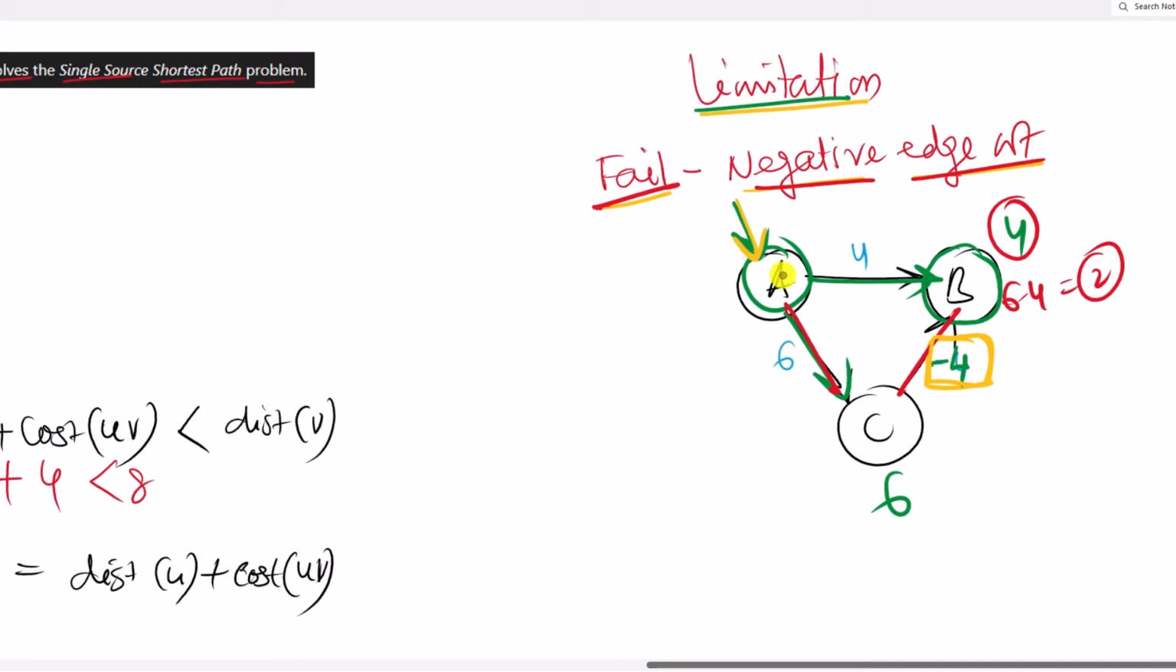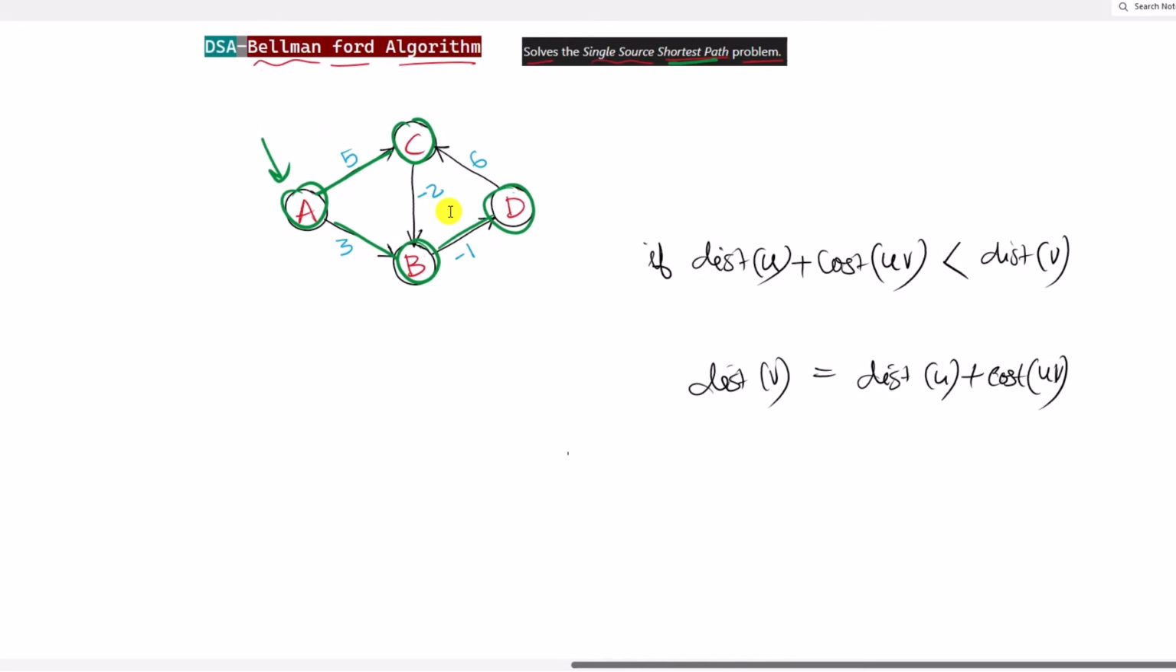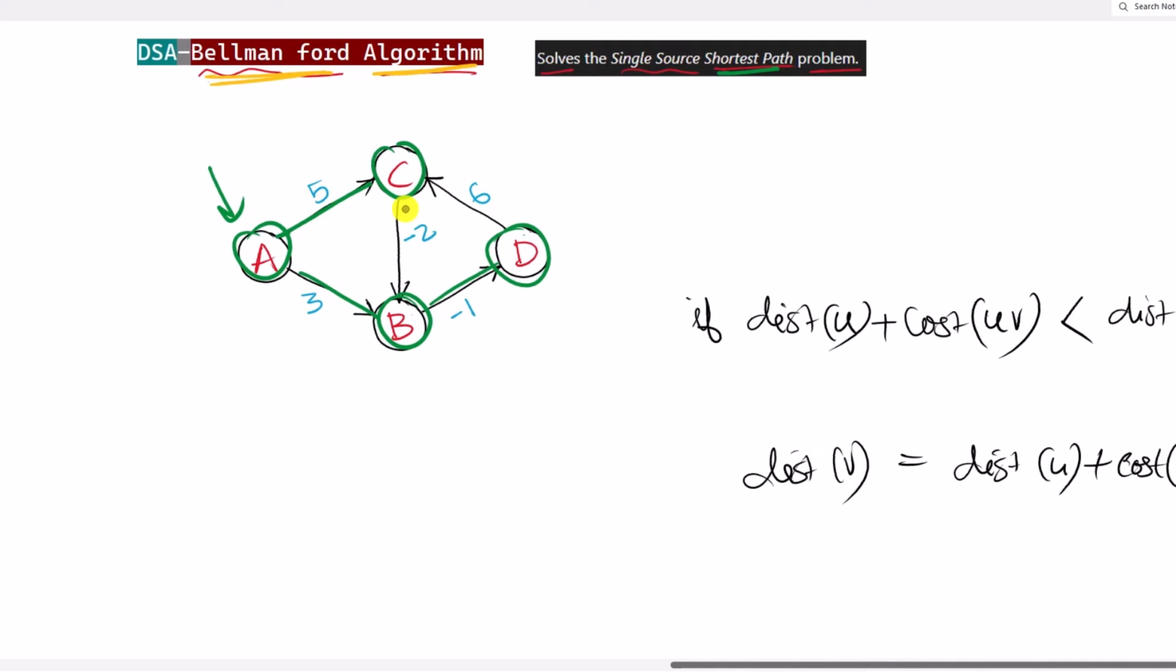So if we start from A, here the distance will be 4. From here the distance will be 6. But if we take this route from A to C and then C to B, because of this negative edge, the distance could have been 2, which is better than 4. So clearly the Dijkstra algorithm fails when we have negative edge weight. In that case we can use the Bellman-Ford algorithm. The Bellman-Ford algorithm works even though we have this negative edge weight.